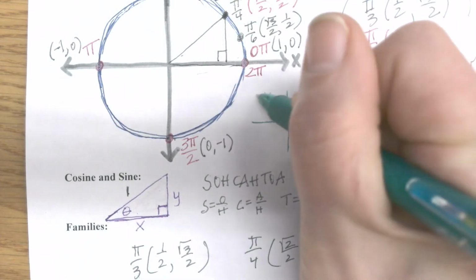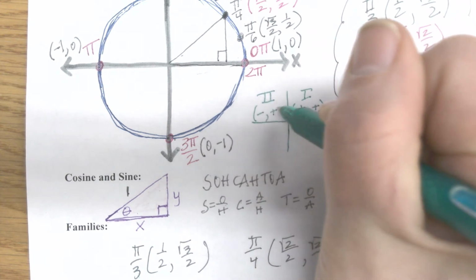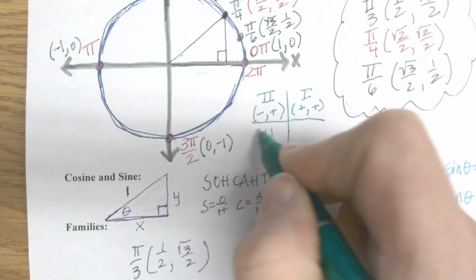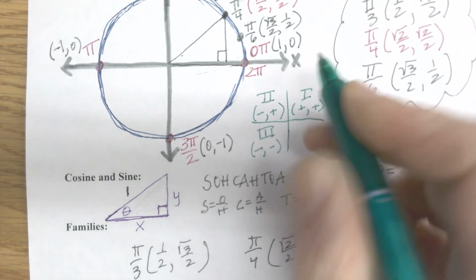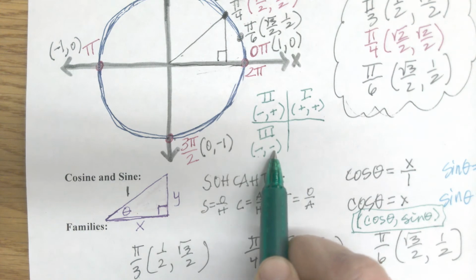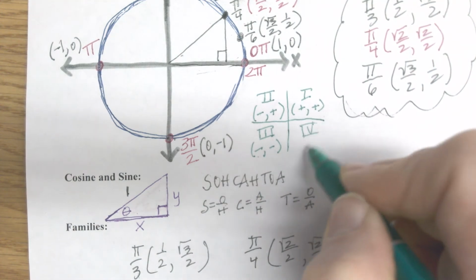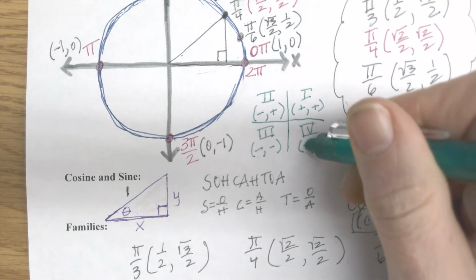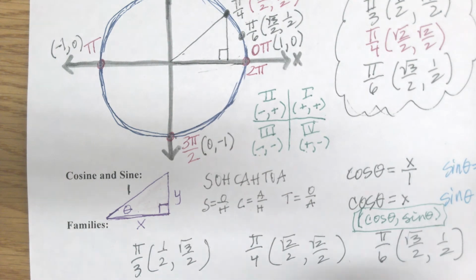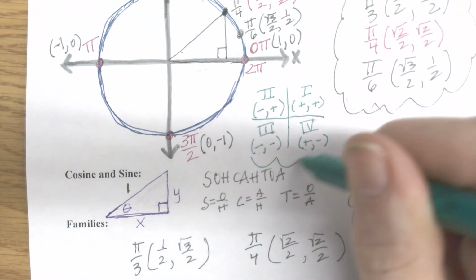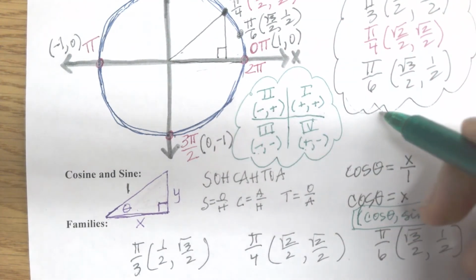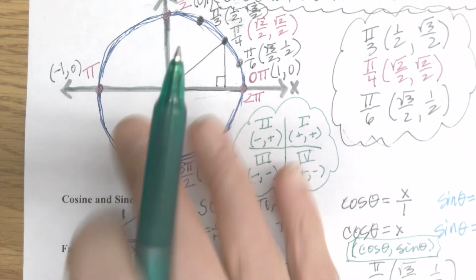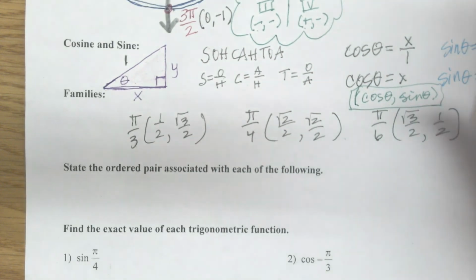If I go into the second quadrant, the cosine is negative, but the sine is positive. So the x-coordinate is negative, the y is positive. If I go into the third quadrant, it's negative points. That means the cosine is negative and the sine is negative. If I go into the fourth quadrant, I have positive x and negative y points. That means the cosine is positive and the sine is negative. Okay, so these are my quadrants, my families, my axes, my unit circle, and now I'm going to put it all together in finding values.